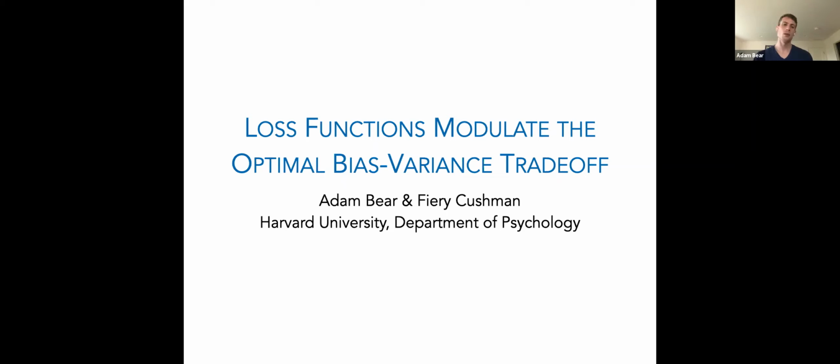Today I'm going to talk about some work I've been doing with my PI, Fiery Cushman, about how loss functions modulate the optimal bias-variance trade-off.